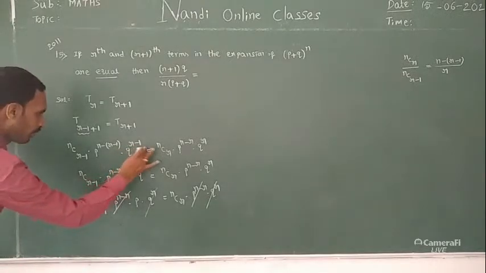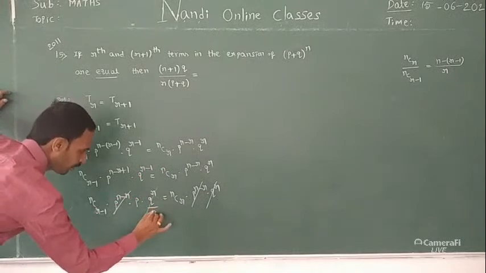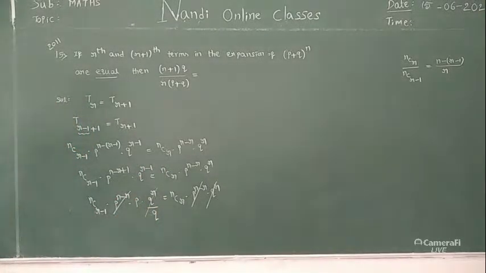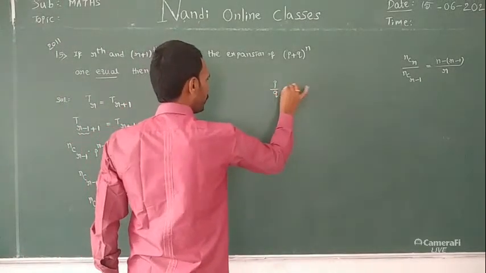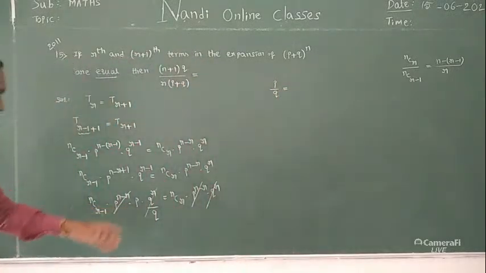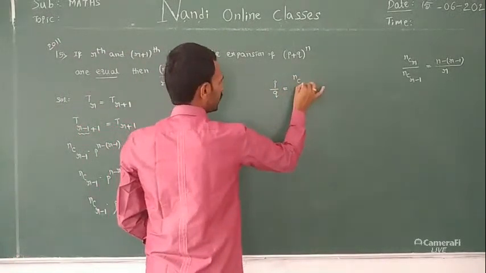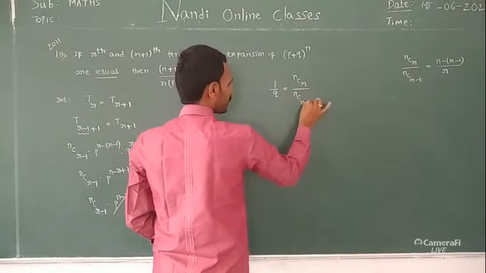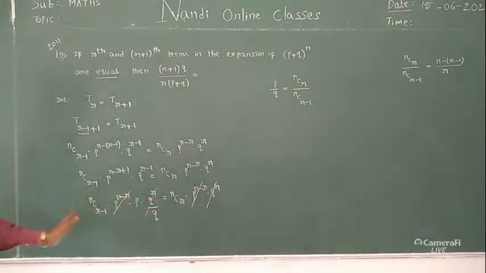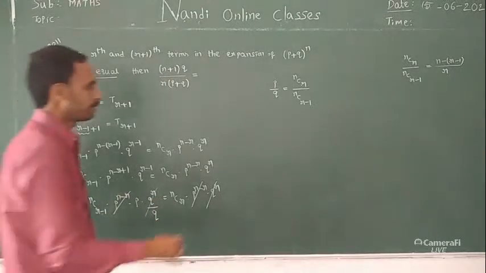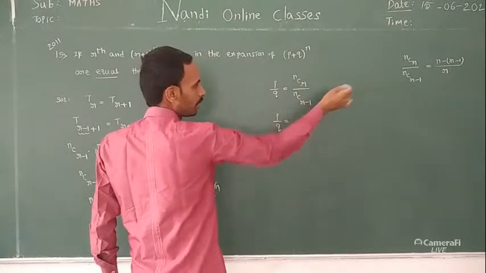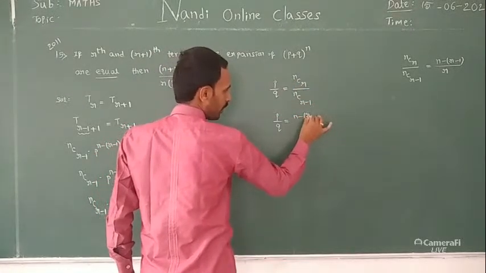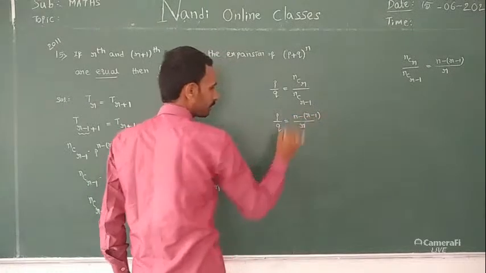Sorry, here q power r minus 1 is there. So q power r by q. What is remaining here? P by q is remaining. LHS side p by q remaining. RHS side nCr by nCr minus 1 is remaining. So p by q is equal to this formula, direct formula, n minus r minus 1 by r.